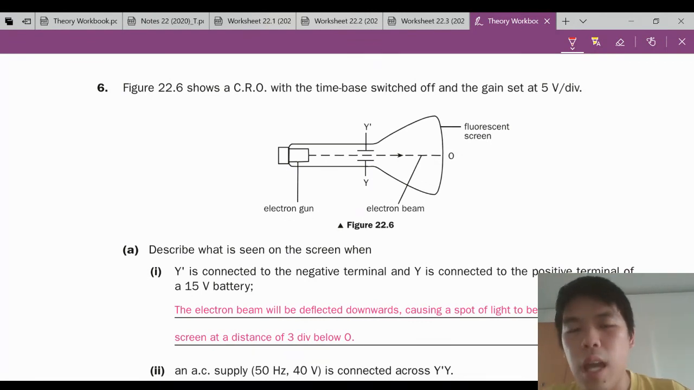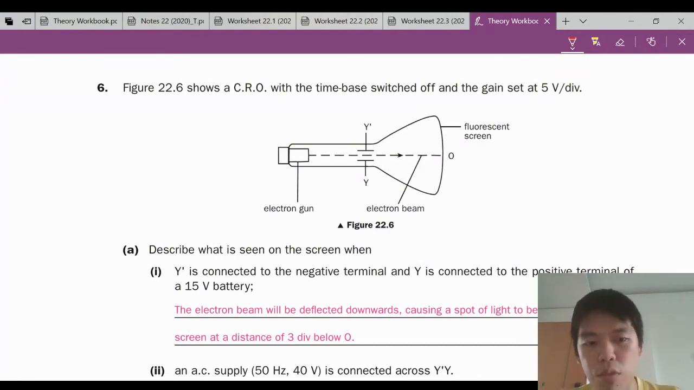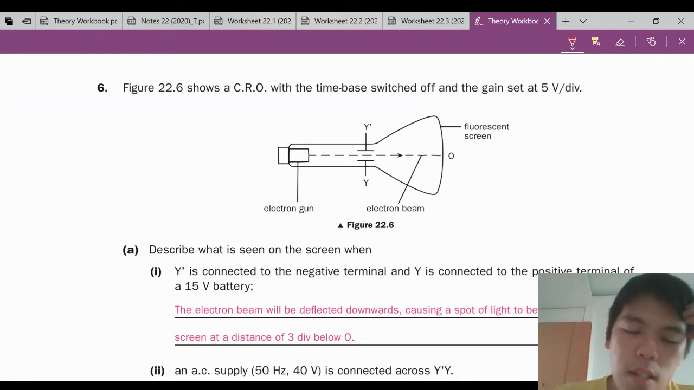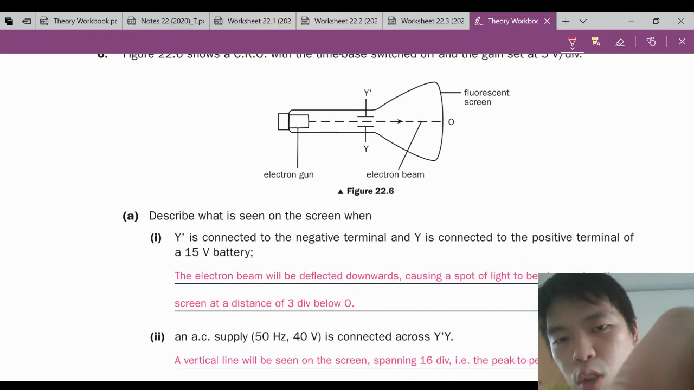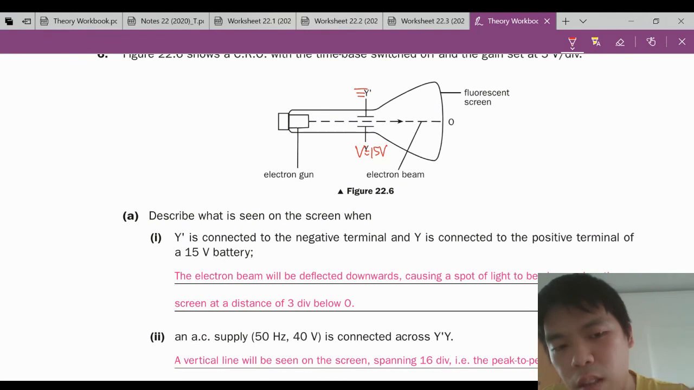So time base switch off means that it will not oscillate left and right, you only go up and down. So it doesn't move towards the left or right. Describe what you see on the screen when Y is connected to a negative terminal, or this could be grounded, and here it is towards a positive with a value. In this case, it will be equal to a 15 volts battery.